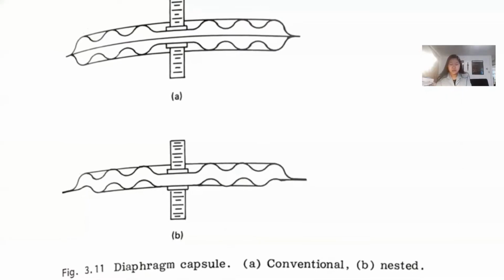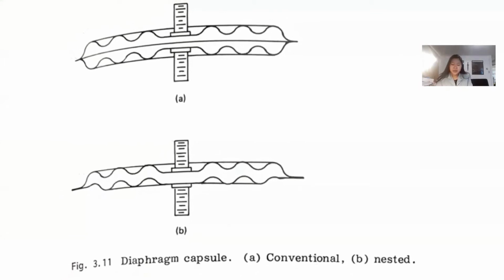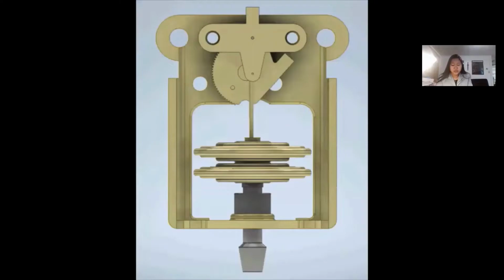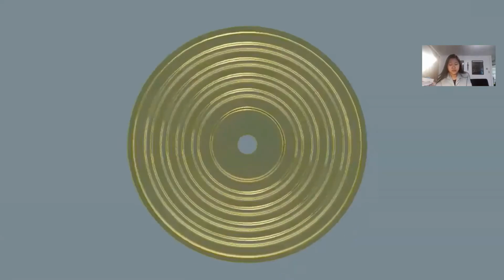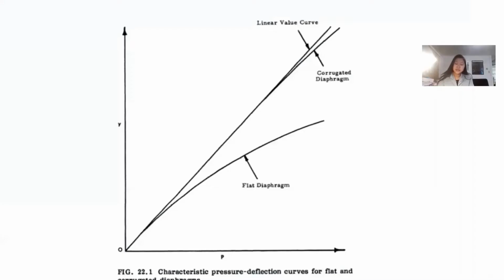There are two types of diaphragm capsules, conventional and nested. The diaphragm capsules in the sphygmomanometer are conventional, which means that their corrugations are mirrored instead of overlapping. The corrugation has two purposes, the first of which is increased surface area, which increases sensitivity, and the second is that the corrugation increases the linear region of deflection against pressure.